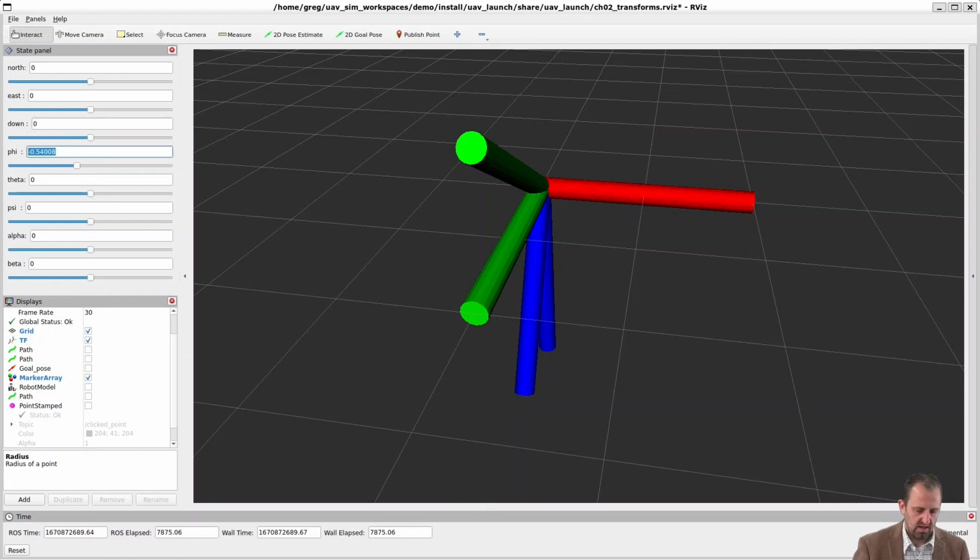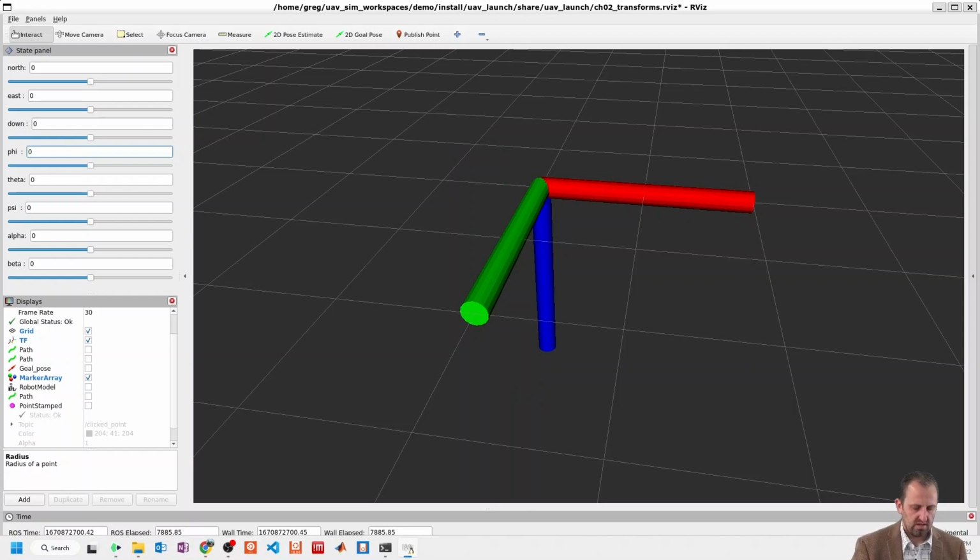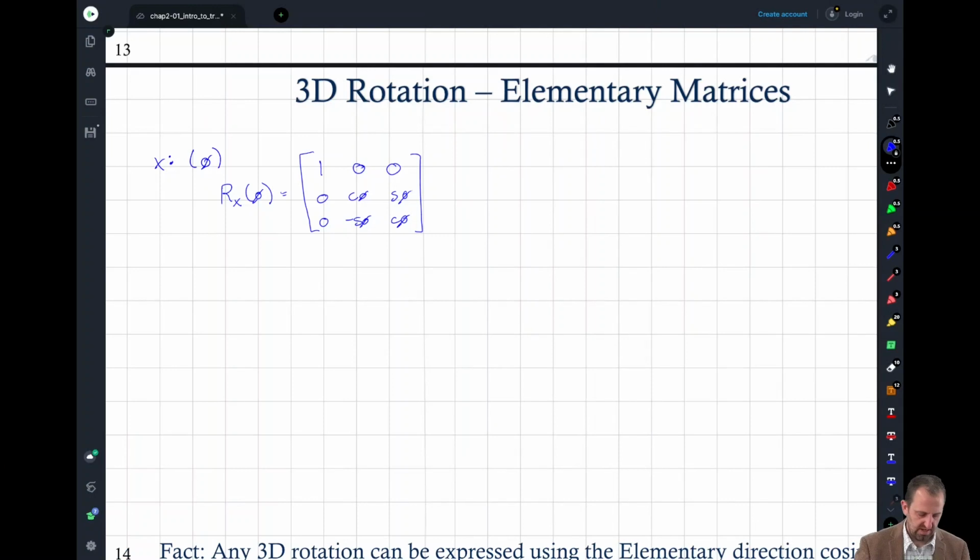So that's our x rotation. There we go. Okay. So now we'll jump over and we'll write down our y rotation.